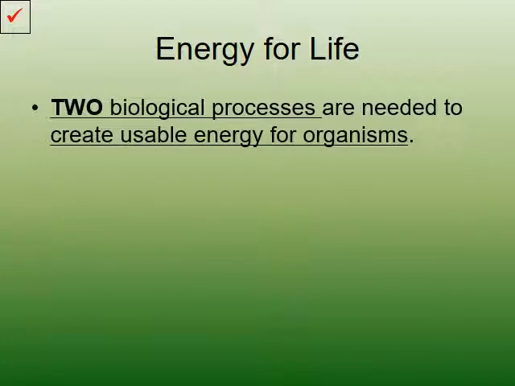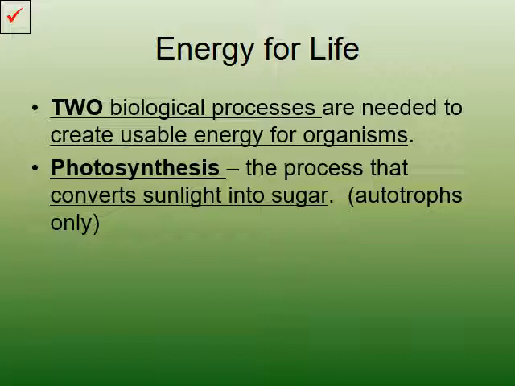Now, there are two primary biological processes that are needed to create energy for organisms. The first type is through photosynthesis, or chemosynthesis if you're using chemicals. But photosynthesis is the process that converts sunlight into usable sugar. Now, only autotrophs can go ahead and carry this process out.